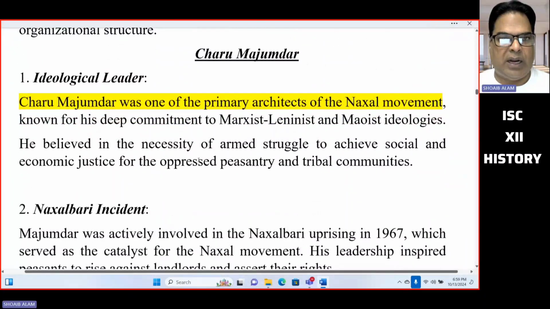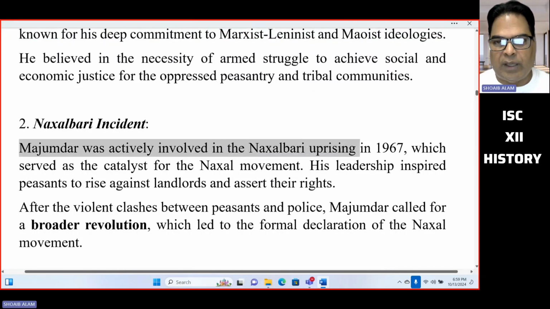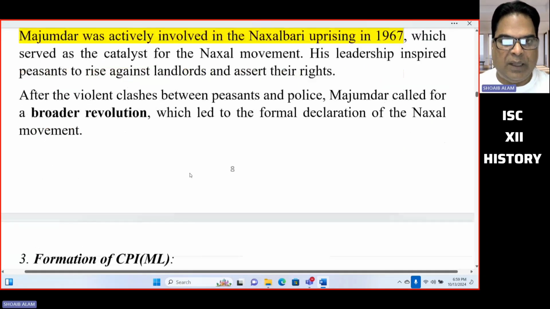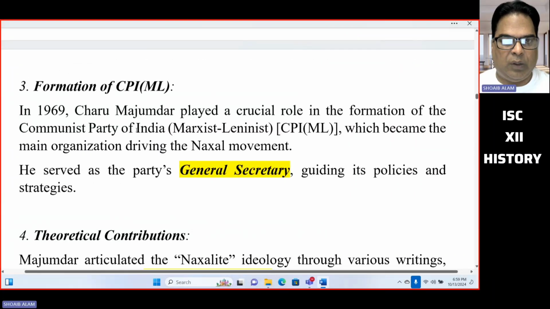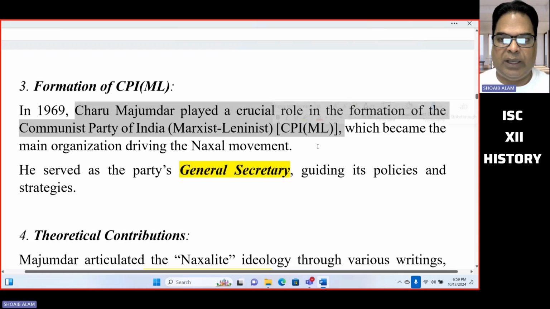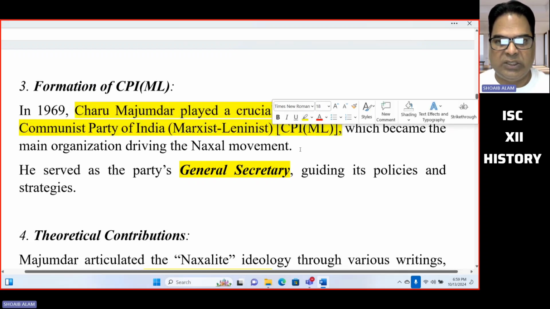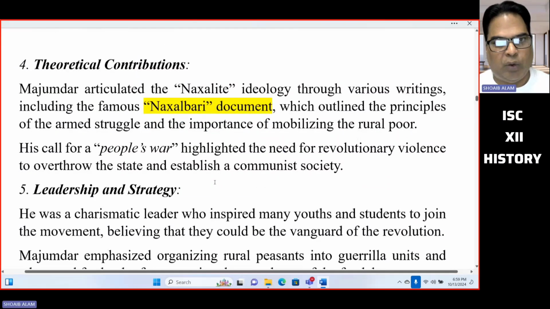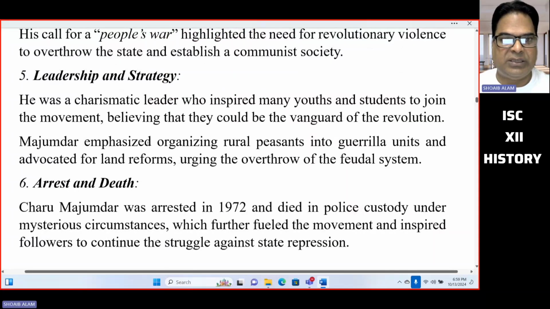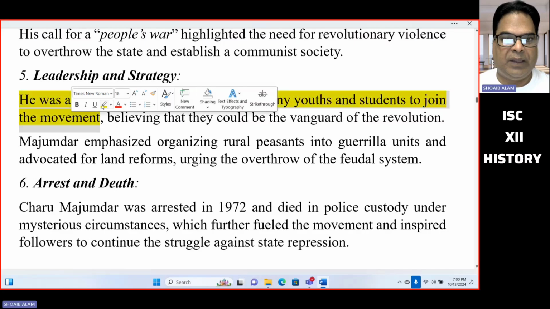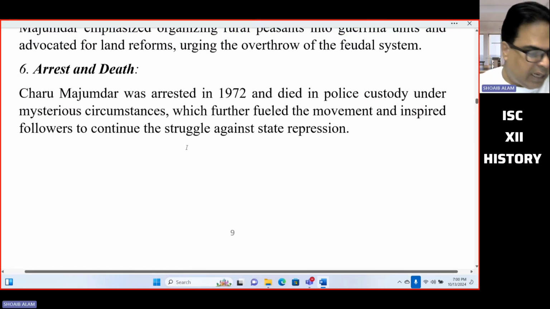So Charu Majumdar, ideological leader. He was one of the primary architects of the Naxal movement. He was born in Bengal. Majumdar was actively involved in the Naxalbari uprising of 1967. Then he formed the CPIML, the Communist Party of India, Marxist-Leninist, and he served as party general secretary. He wrote the historic Eight Documents, on leadership and strategy. He was a charismatic leader who inspired many youth and students to join the movement. Charu Majumdar was arrested in 1972.